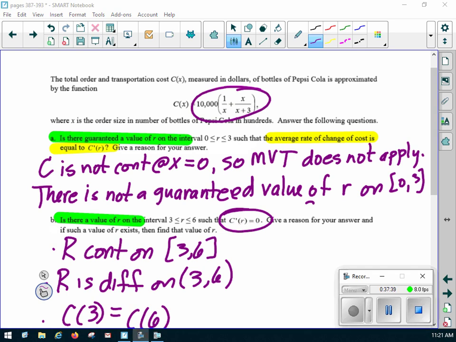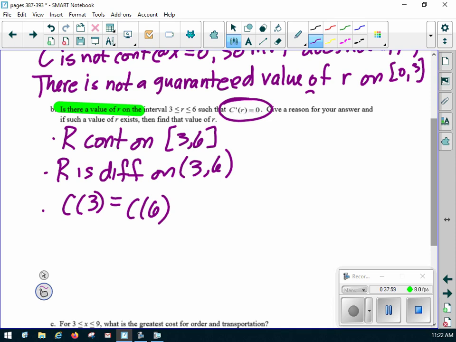Please go to table set. No. Go to window. Oh, I could have gone to table. Go to table and find what C of 3 is and find out what C of 6 is. What are they? Okay. 8,300. So Rolle's applies.